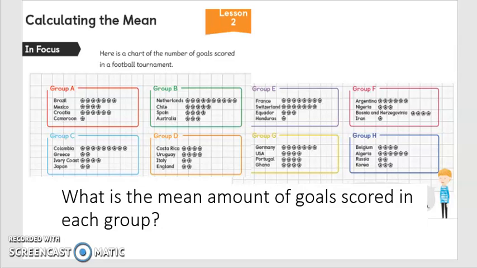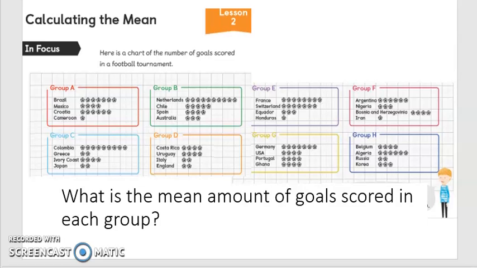I thought we could have a little bit more practice calculating the mean. Here are some groups from a World Cup tournament. And as you can see, what's shown in the chart is each group and the amount of goals each team in each group scored. And the little question there is, what is the mean amount of goals scored in each group? Let's have a look just at Group A to begin with.